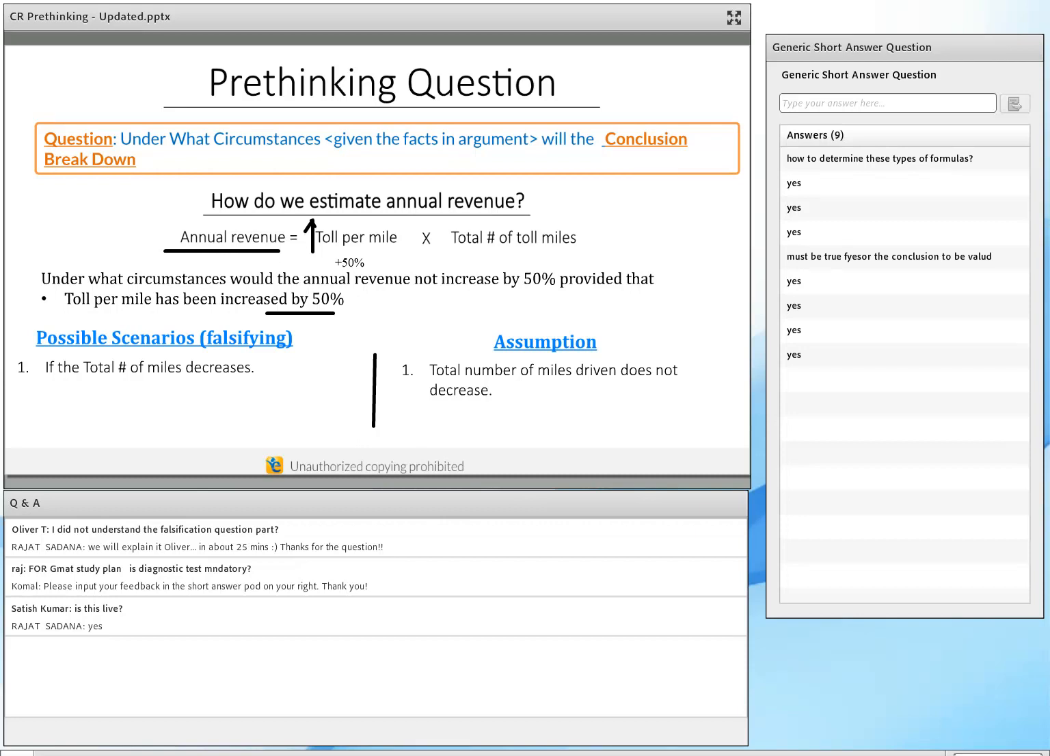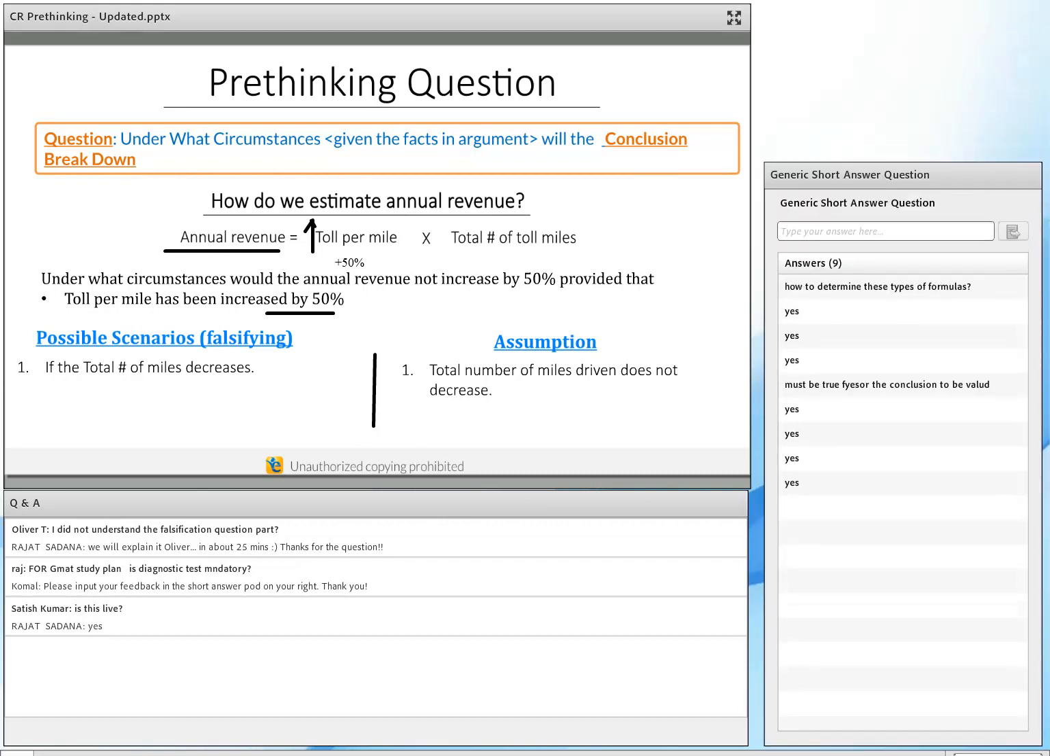How do you determine these types of formulas? The argument gives you that, right? You don't even have to determine. If you look at the argument, and that's where reading the argument is really important, the argument tells you that in many ways. Where you're given a toll per mile and you're given a total revenue. If toll per mile is 10 cents, then what's the total amount of revenue? If you're being paid per mile, then the total number of miles multiplied by 10 cents. You're given that in the argument.